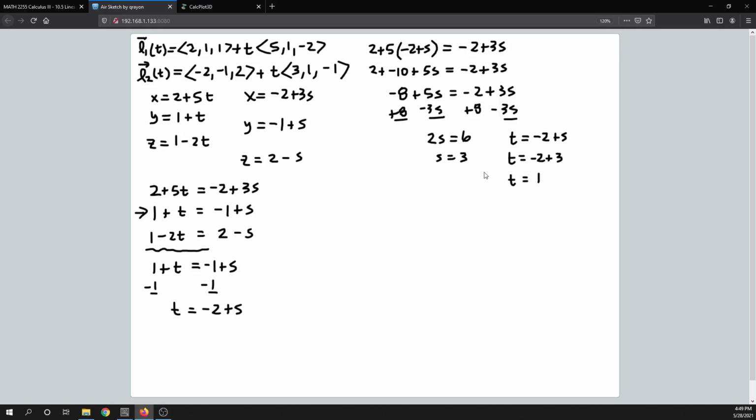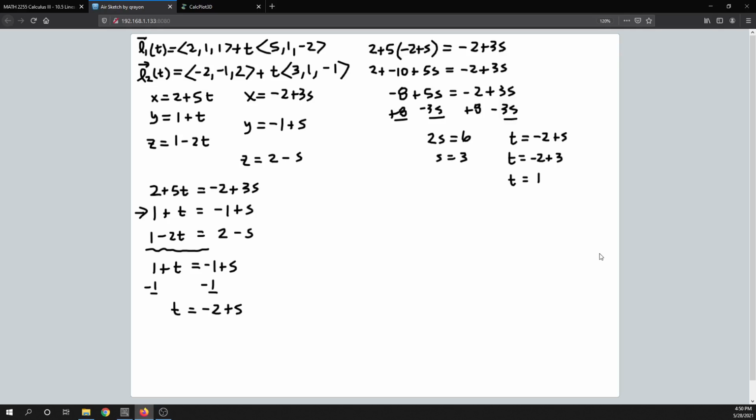So now what I need to do to find that intersection point is to plug those values back into these equations right here. And you're going to need to plug them into both. So plug the 1 in for this first equation and then plug the 3 in for this next equation over here and verify that they work.